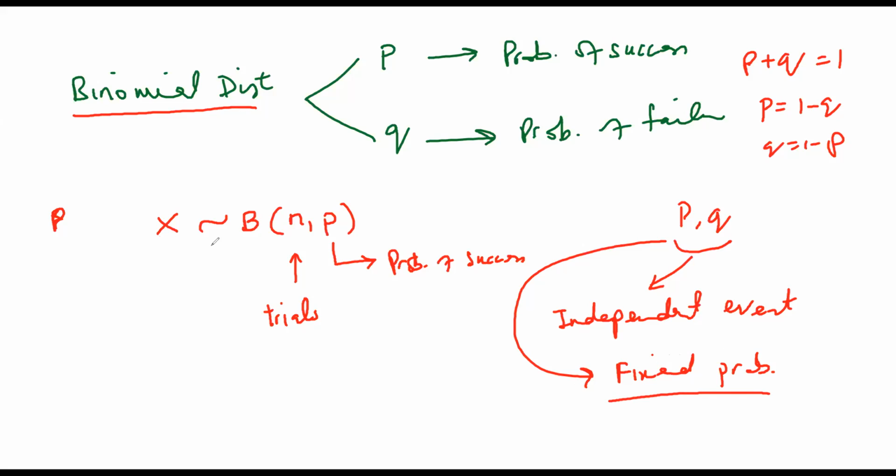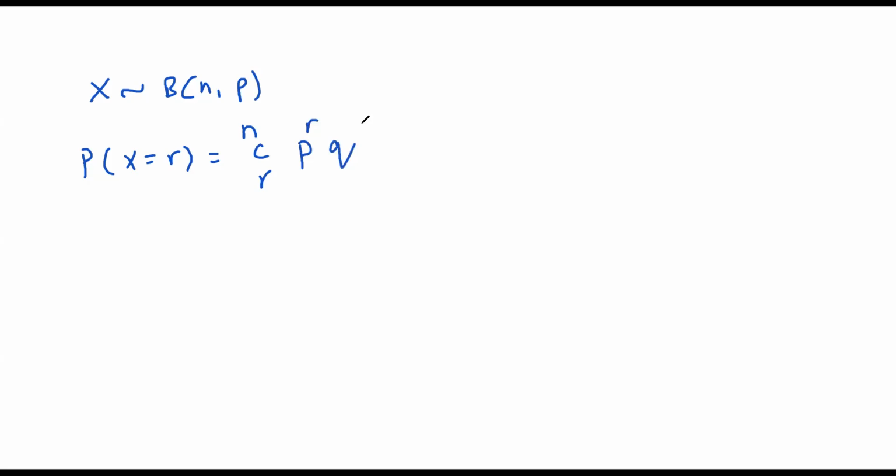Okay, so if there is a binomial distribution, let me write this again. If X is binomially distributed with the parameters N and P, then the probability that X equals R is NCR, P raised to power R, and Q raised to power N minus R. Let me write this again. This is N minus R.